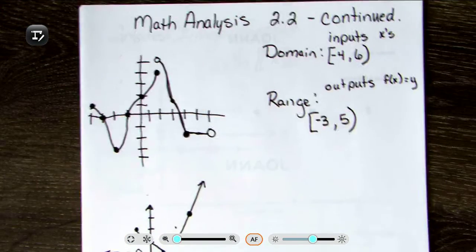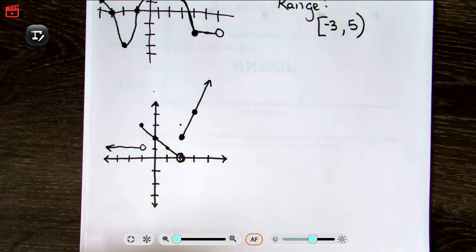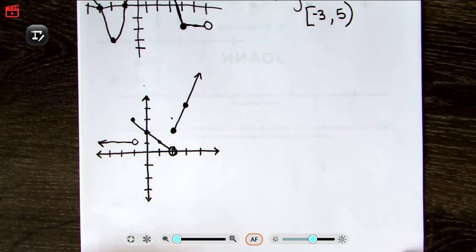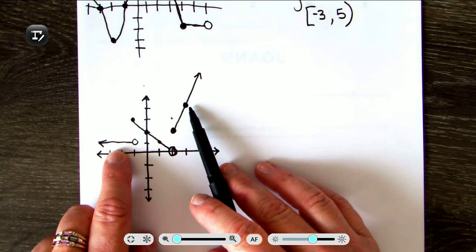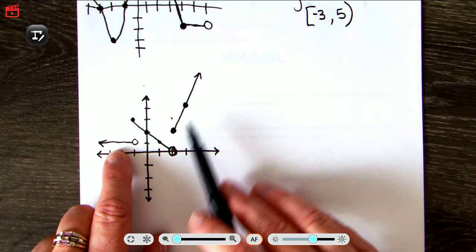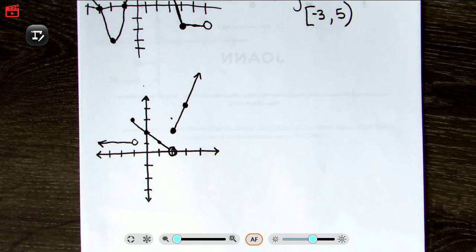Okay, here's another one. In this one, we're going to go a little bit further, because this is made up of pieces that we're familiar with, basically just straight lines. So I'm actually going to come up with the equation for this graph. And we'll notice that this has pieces. To get that equation, it's going to be a piecewise function.